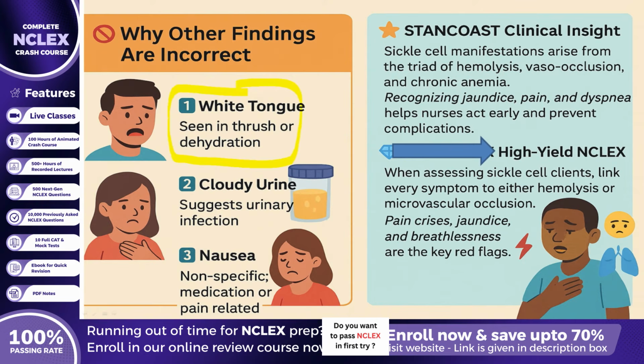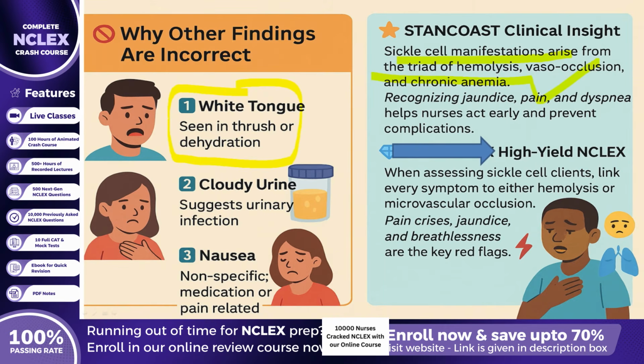Transitioning now to a deeper insight. Clinical insight, sickle cell anemia manifestations stem from the triad of hemolysis, vaso-occlusion, and chronic anemia. Recognizing the key indicators, jaundice, pain, and shortness of breath, enables nurses to prioritize interventions, prevent complications, and provide targeted, patient-centered care. And to conclude with a high-yield takeaway, the High-Yield NCLEX Pearl.